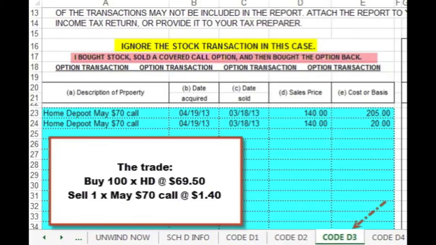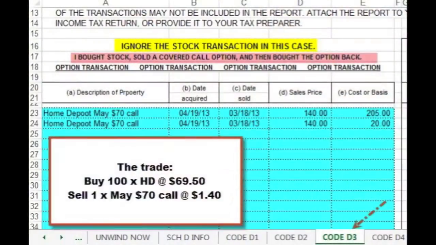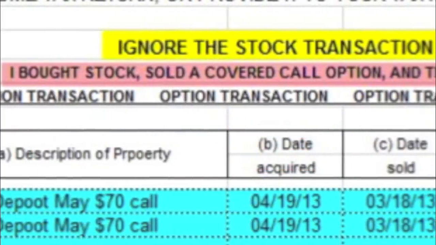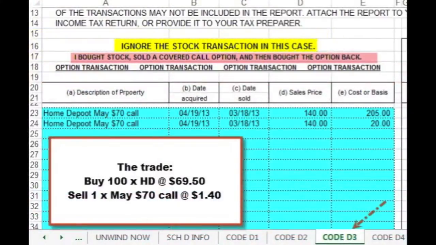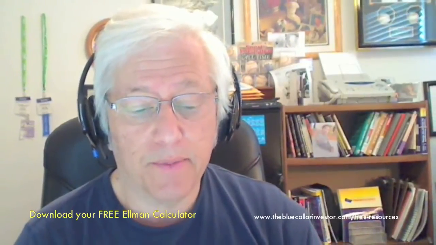Now you'll notice here in the blue cells, where we're filling in the elite version of the Ellman calculator, this is the Schedule D, and this is tab code D3. You see the arrow on the bottom right, where we buy a stock, sell the call, and then buy back the option. The arrow above says ignore the stock transaction in this case. Now you'll notice that the date that the option is acquired is after the date that the option is sold, typical of a covered call writing trade.